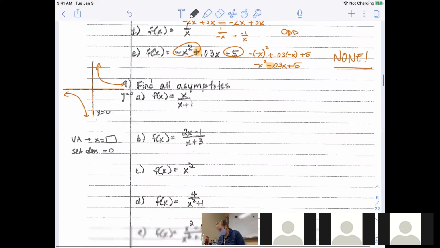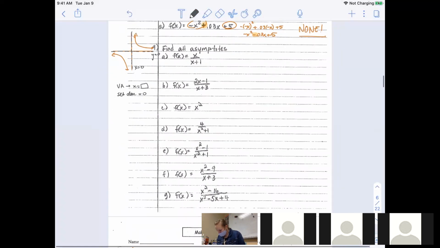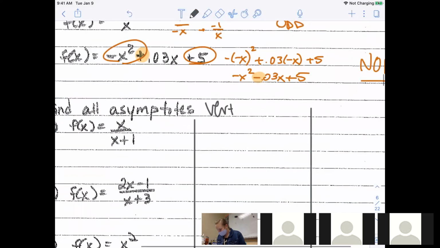So let's jump over to our example problems. I'm going to make a little grid so I can keep it all nice and neat. So I'm going to do vertical asymptotes here.